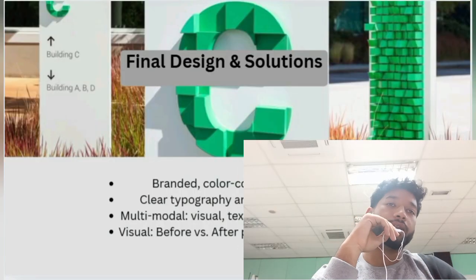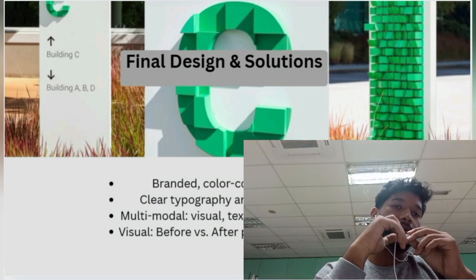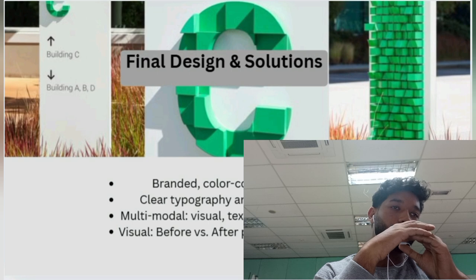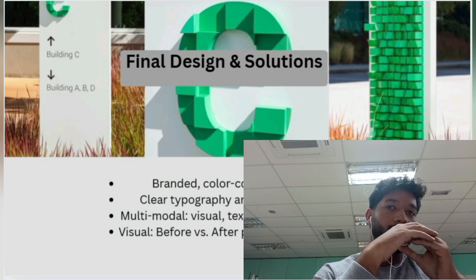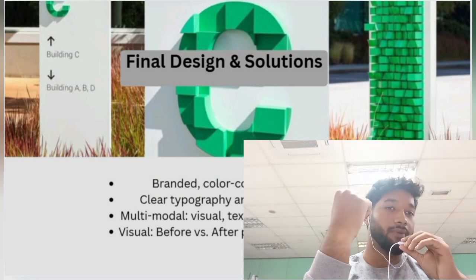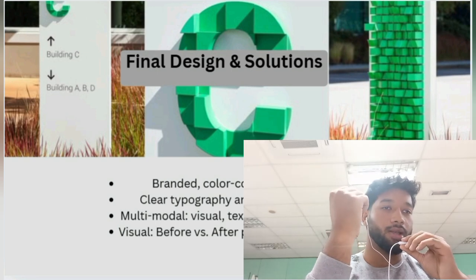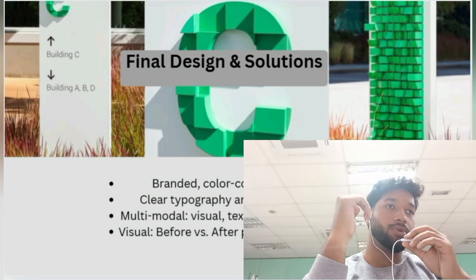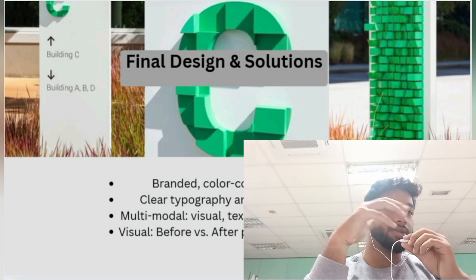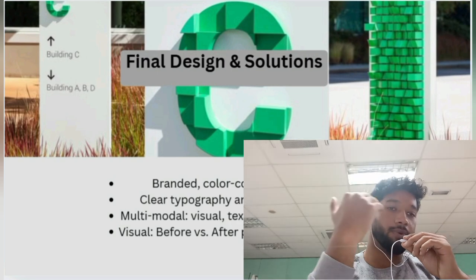So the final design and solution for Google: they tried to make branded color-coded zones. So they would know that different faculties had different colors, different buildings had different textures, and the typography was consistent, and placed in the right place. Visually, it was three-dimensional. The viewpoint was three-dimensional. They had access from all 360 degrees.